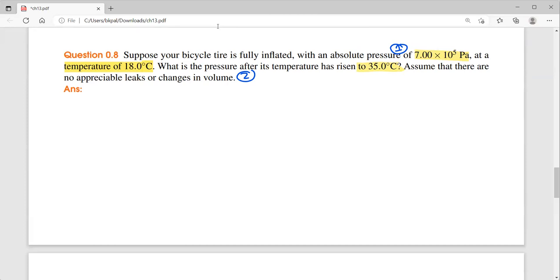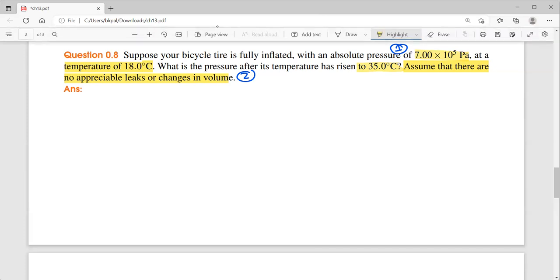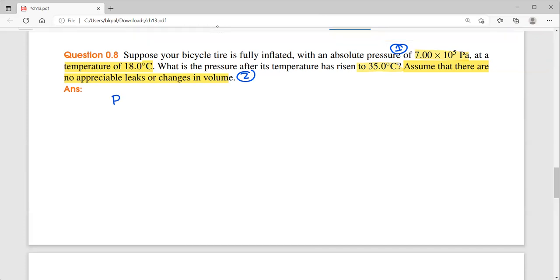And it said to assume that there are no appreciable leaks or change in volume. So that means we can assume that the volume in state 1 and the volume in state 2 are the same. To solve this problem, again, we are going to use the ideal gas law, or the equation of state, but in another form. Remember that we derived an equation something like this. So we are going to use this equation.